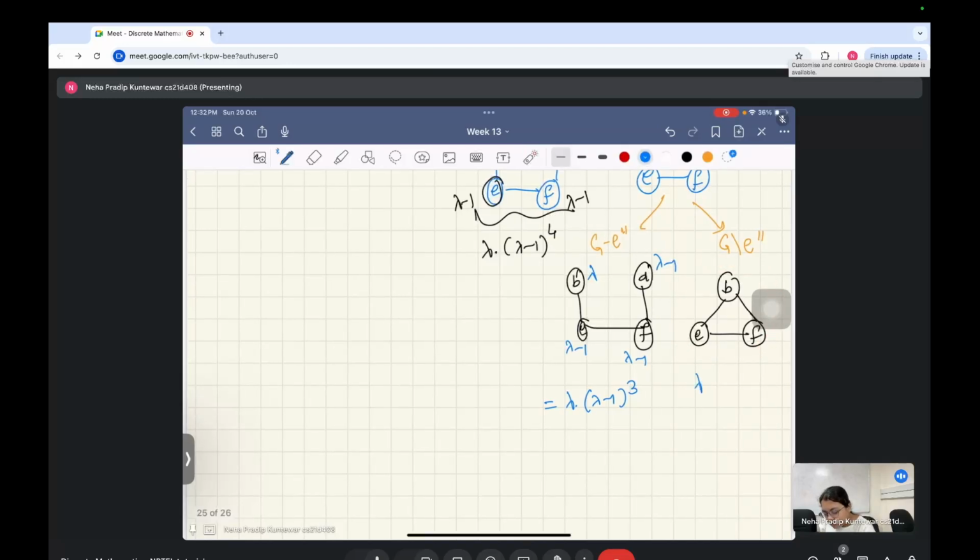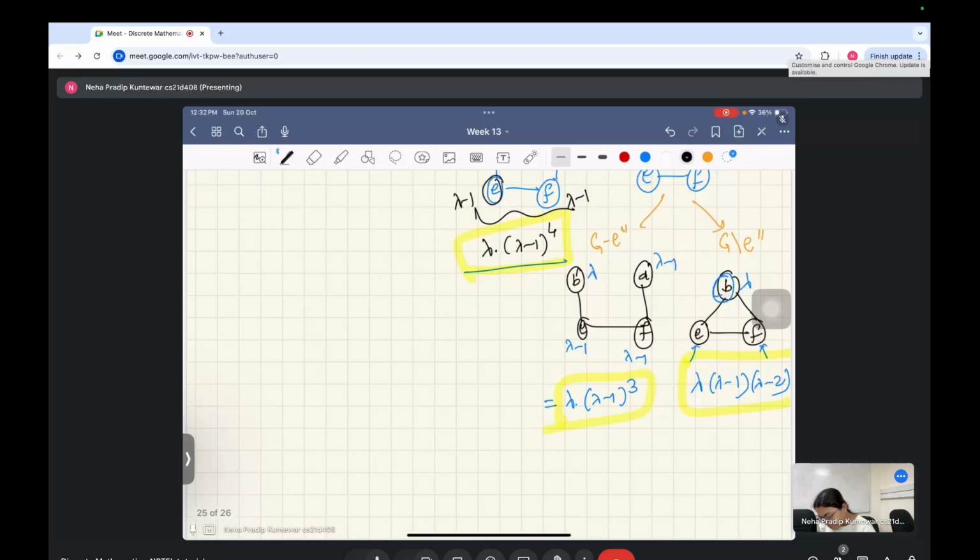So you have lambda choices for the first one, for the other one you have lambda minus 1 choices, and for the third one you have lambda minus 2 choices, because you can't choose something that was chosen earlier. So for the first part, the polynomials that you end up getting are this, this, and this. That turns out to be lambda times lambda minus 1 to the 4, plus lambda times lambda minus 1 cubed, plus lambda times lambda minus 1 times lambda minus 2.